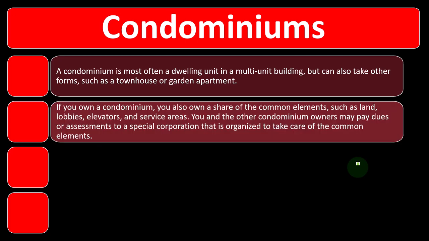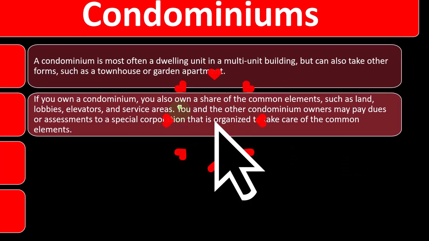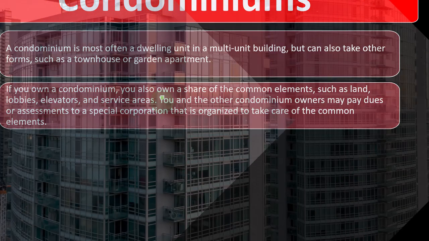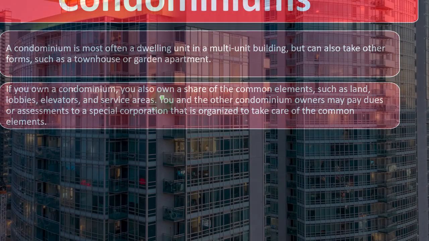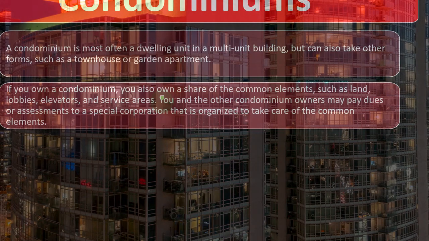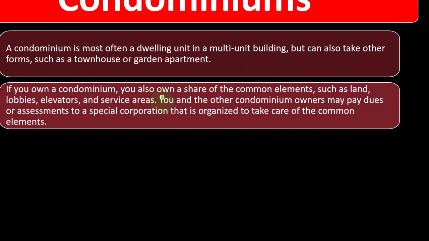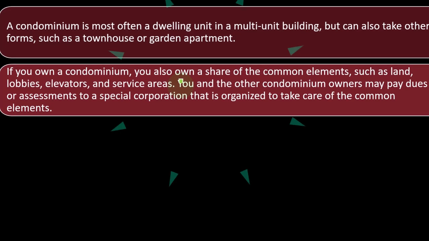If you own a condominium, you also own a share of the common elements such as land, lobbies, elevator, and service areas. So obviously, if you think about a building, you own a nice place in the condominium, but you have to get up there to get to the place. You've got the elevator, you've got all the common areas related to the condominium. Those are owned in part by the owners of the condominium. So now you've got this kind of community situation that is owning these common areas. And then of course you own the unit exclusively.